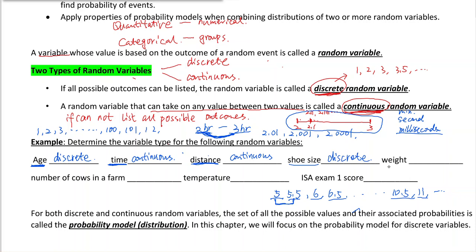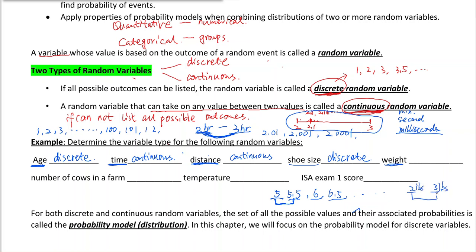Again, for the weight, what will be the weight variable? When we talk about the weight, we can go from, let's say, 2 to 3 pounds.